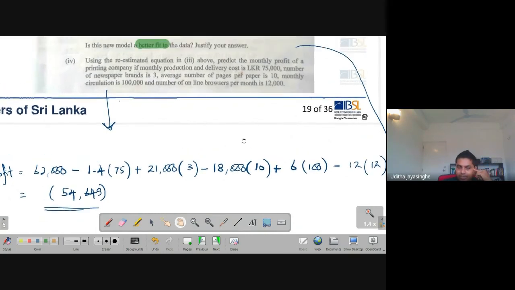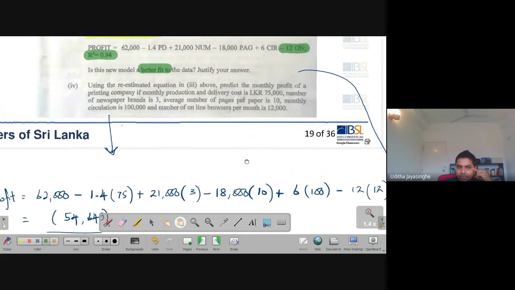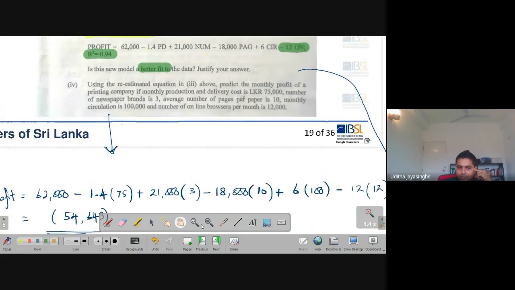The equation is suggesting 62,000 minus 1.4 PD. PD is equal to 75,000. Now, are you going to plug in the whole 75,000 in one go? No. 75 is what goes into the equation. Why? PD is measured in thousands of rupees. So the cost of 75,000 has to be 75.